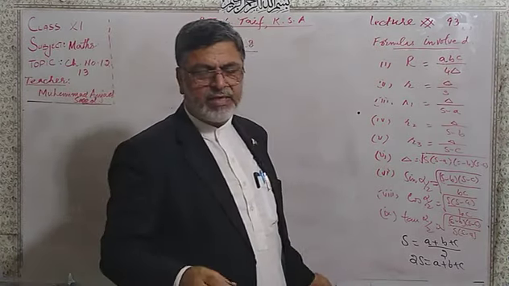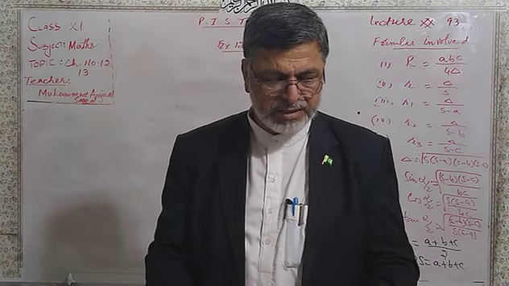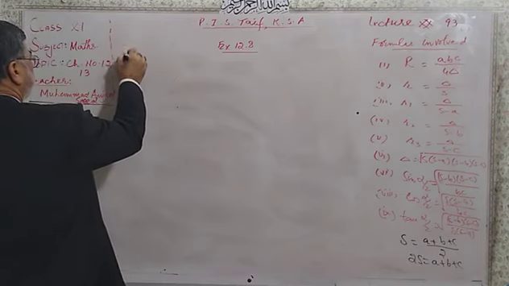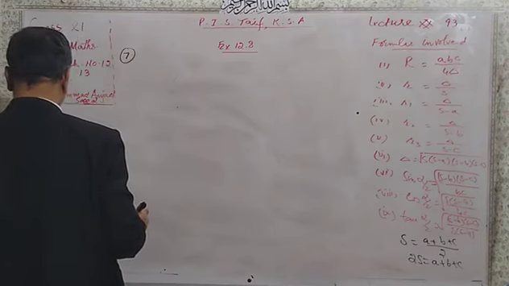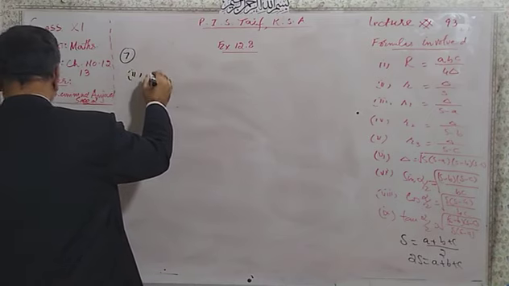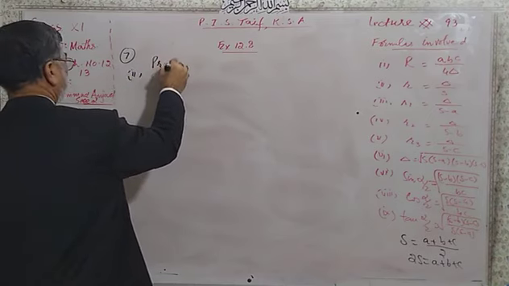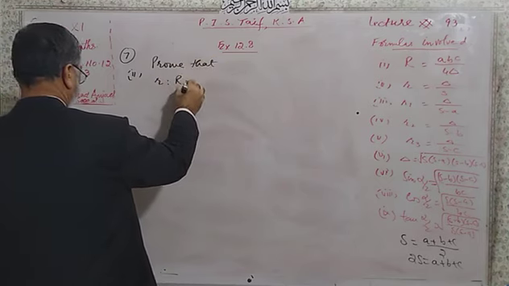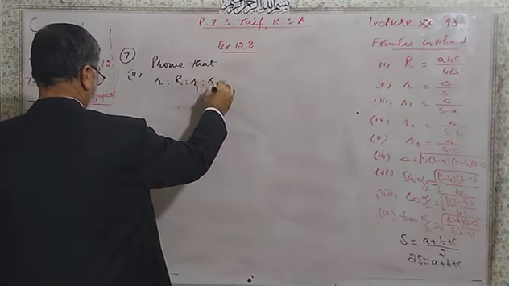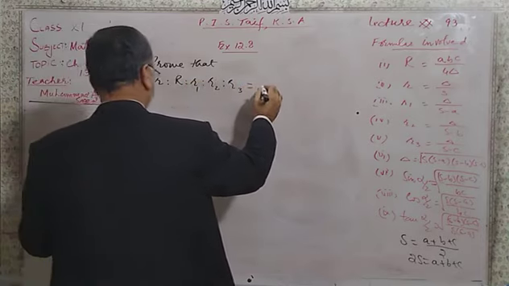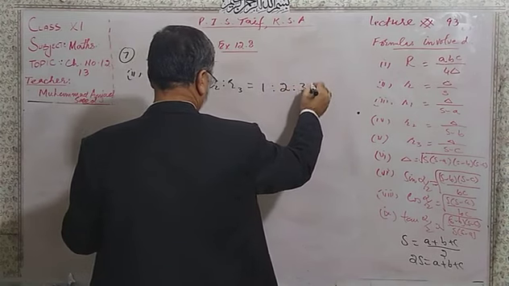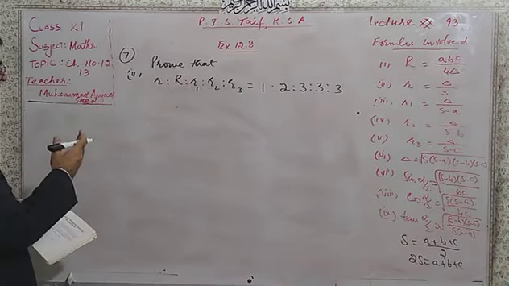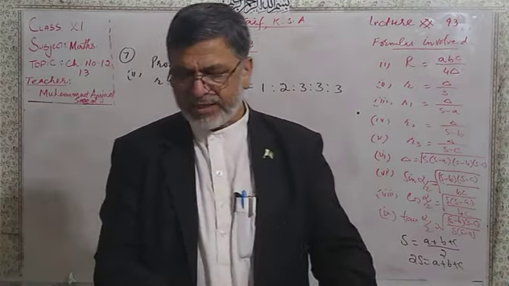Question number 7. In an equilateral triangle, prove that capital R ratio R1 ratio R2 ratio R3 will be 1 ratio 2 ratio 3 ratio 3. So dear students, actually this is our answer.